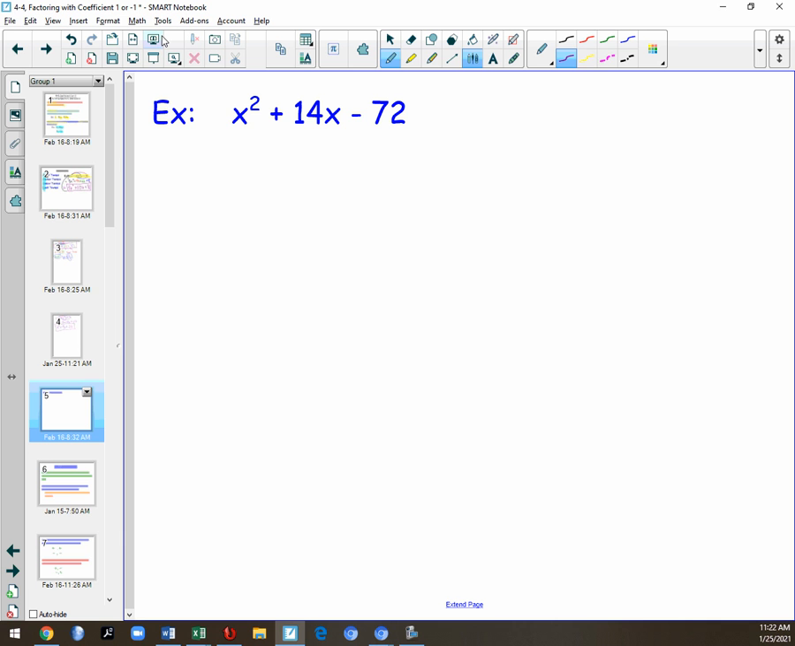Same exact thing. I'm going to go into two binomial expressions. The very first thing I'm going to do is I'm going to break down the x squared. So how do I break down x squared? X and x.